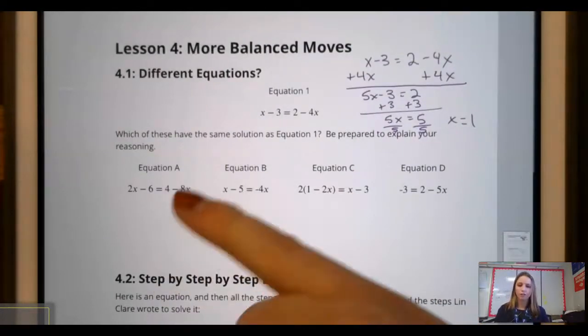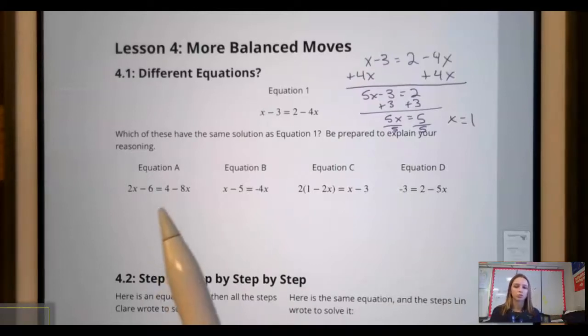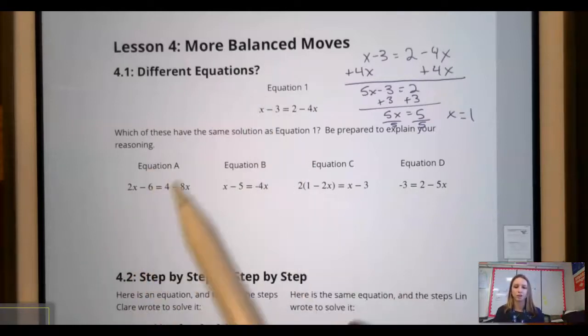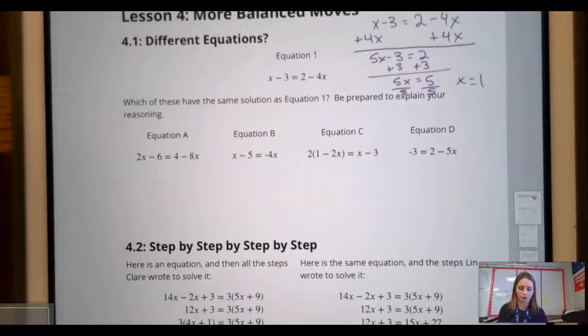So if I wanted to figure out if these had the same solution as that equation, what I could do is work through each of these equations. Or what I could do is see if there's maybe one step I could make to see if our equations match. Alright, so let's work through this first one so you can better visualize what I mean by that.